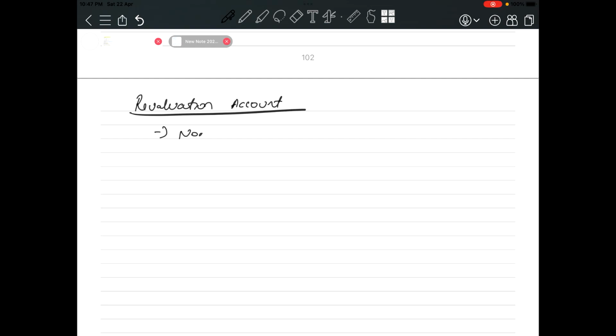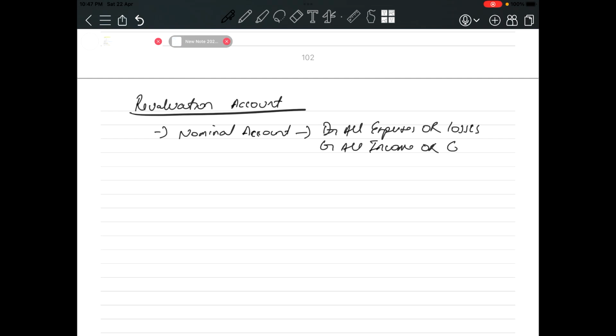It is a nominal account. Once we understand the nature of any account, it will be very easy for us to solve things, because we will know the rules. So what are the rules of nominal account? Debit all expenses or losses, credit all income or gains. So this is the rule of nominal account.